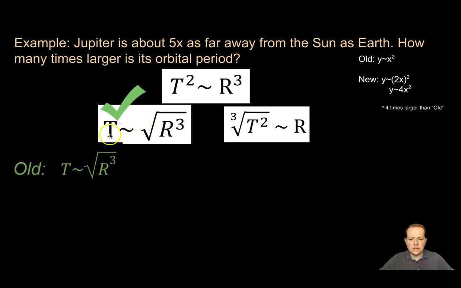The first thing I do is copy down the original, the OG, the old version, the one we were first introduced to. It's right here. T is related to the square root of r to the third power. I know that's a lot, but we're just going to go through it step by step.